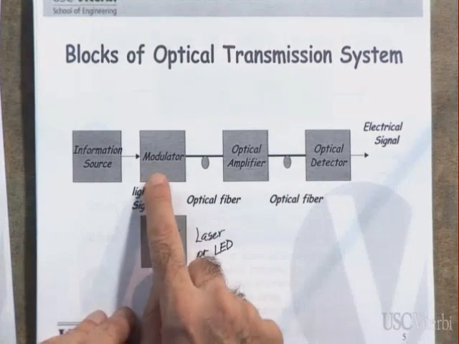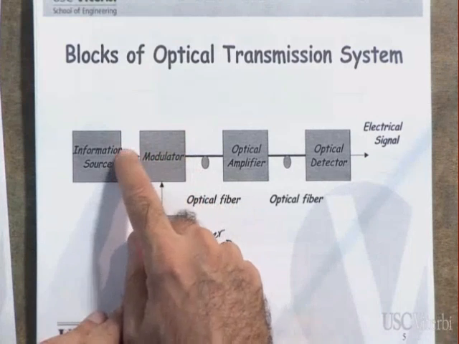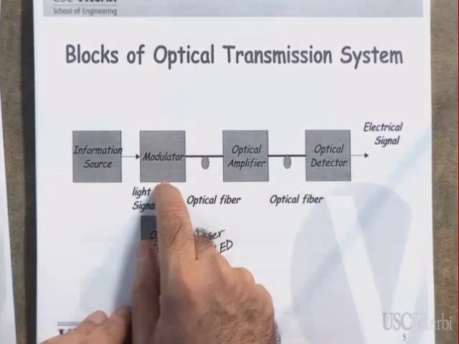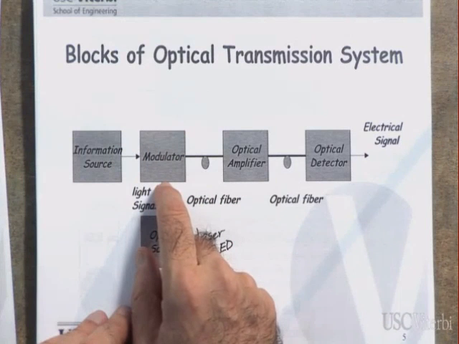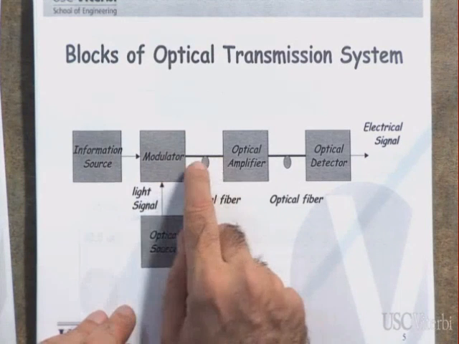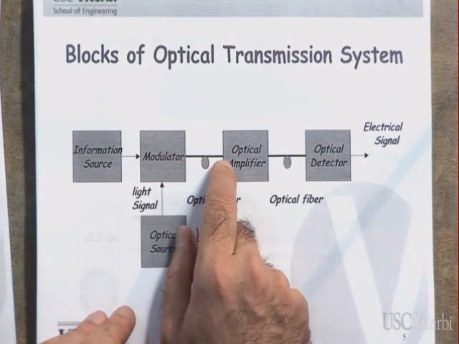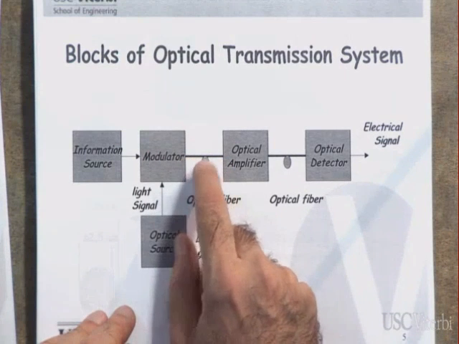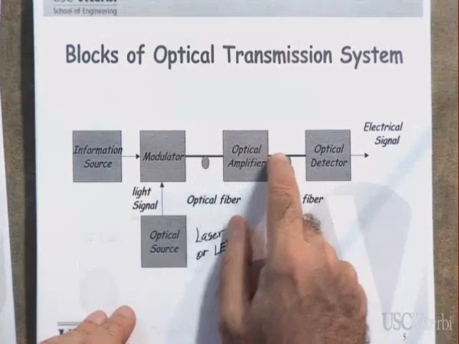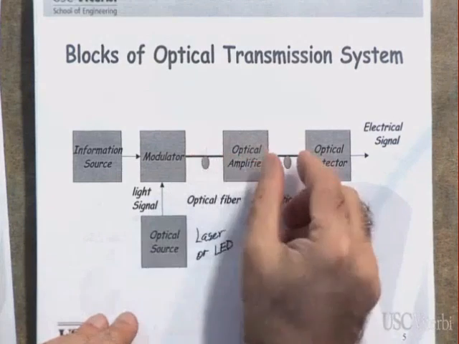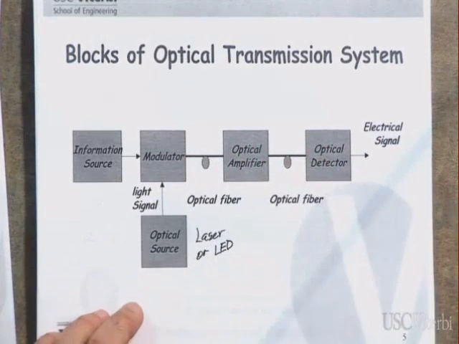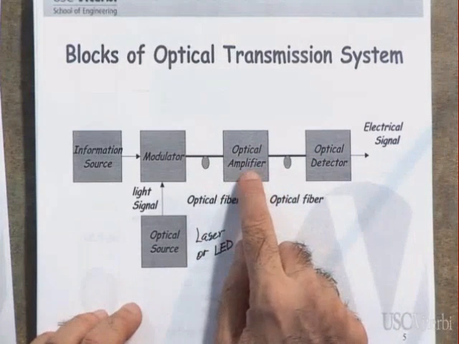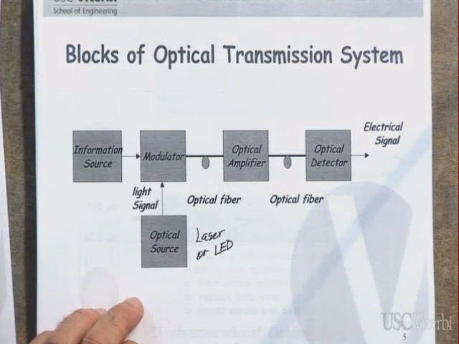A light signal. This is the modulator. The information will be modulated onto the light signal, and you are going to be transmitting over the optical fiber. When you see a link and then you see a circle like this, this means these are optical fibers. Along the way, you are going to have an optical amplifier or a regenerator. An optical amplifier is going to amplify the signal.